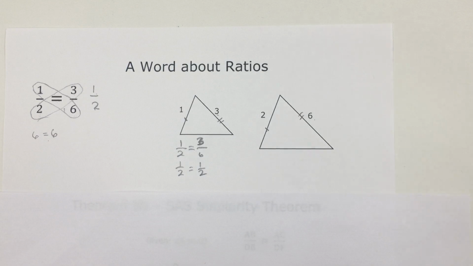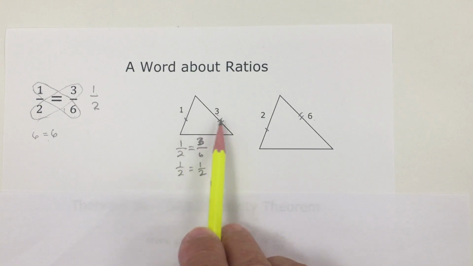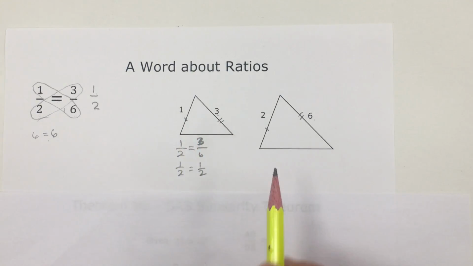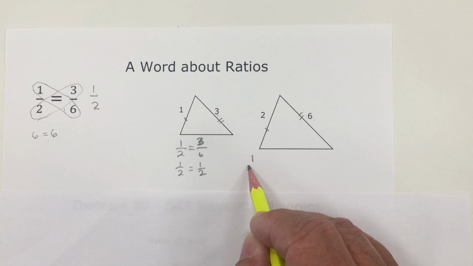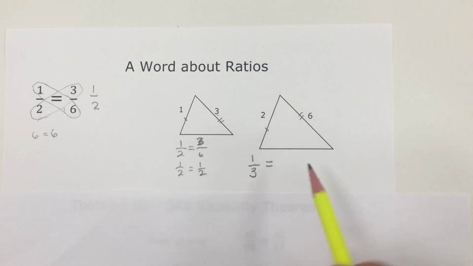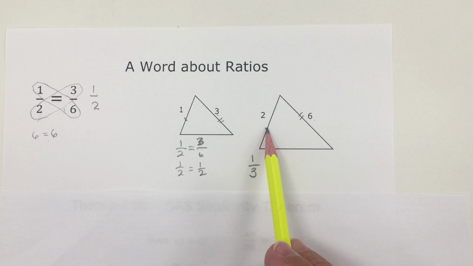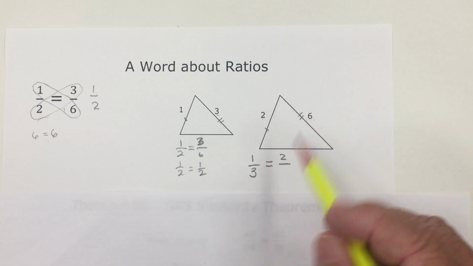But I want to take something else that you'll see. What happens if we take 1/3? They're not corresponding. But hold on a second. We're going to put the shorter side on top and the longer side on the bottom, and we're going to see if that's proportional to the longer side, the shorter side on top and the longer side on the bottom.